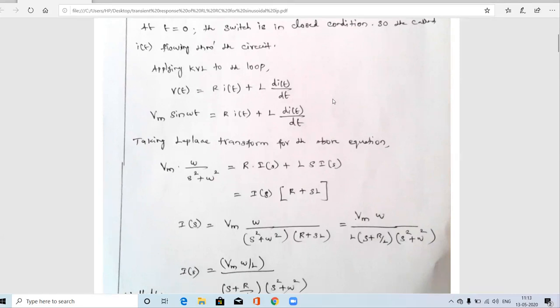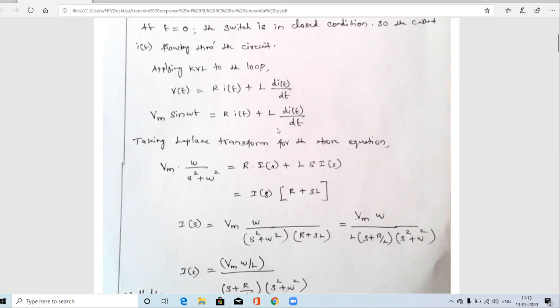In this equation, the I of t is what we have to find out. Our aim is to find out the value of this I of t. So this current I of t is available in two forms. One is in normal form, and one is in differentiation form.